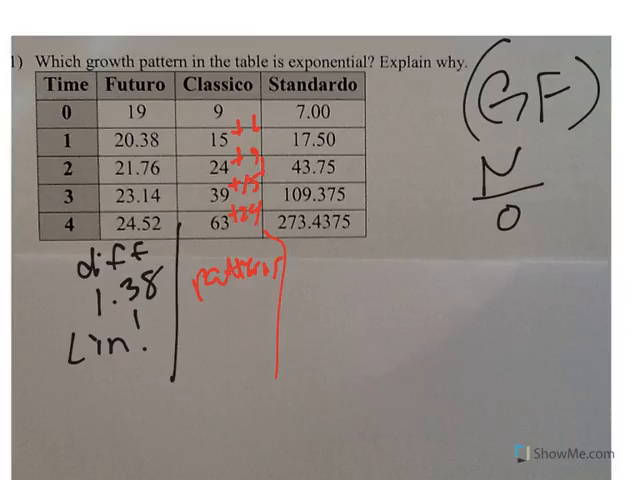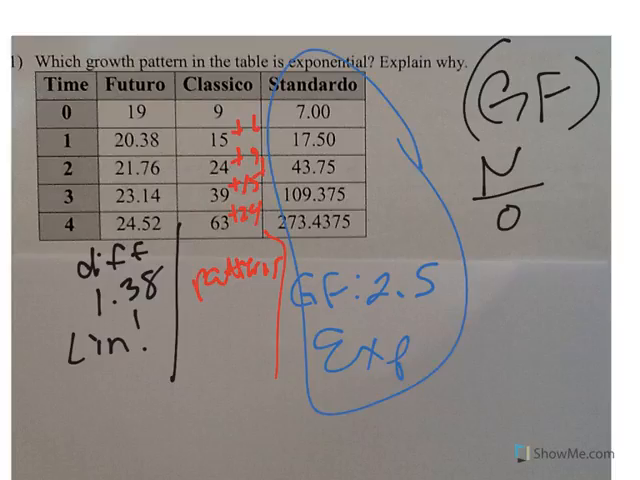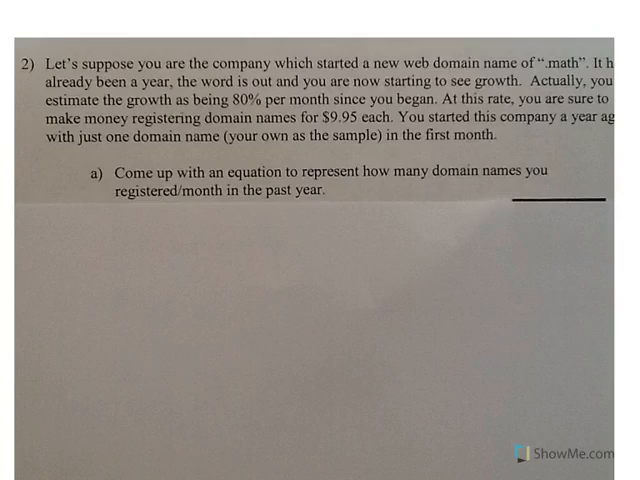But when you look at the last one and you take the new divided by old for each piece, you do get a growth factor. We use growth factor, with a growth factor of 2.5. So this last one is exponential because it has a common growth factor of 2.5. So for every one of these, if you multiply by 2.5, you get the next one. And that's why it is exponential. Now let's go to number 2.